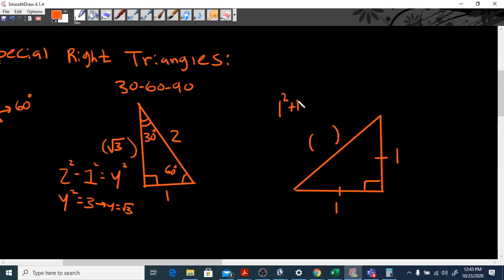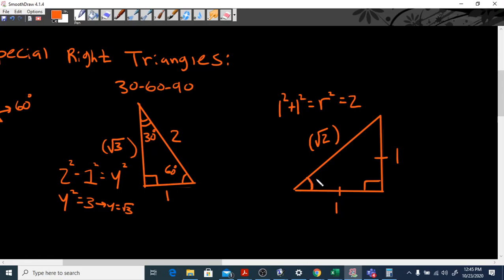So we're going to use Pythagorean Theorem once again. 1 squared plus 1 squared equals r squared. 1 plus 1 is 2. r squared equals 2, therefore r equals the square root of 2. Okay? All right. So there we go. 45, 45, 90, 30, 60, 90.